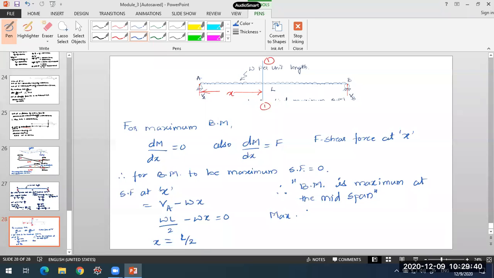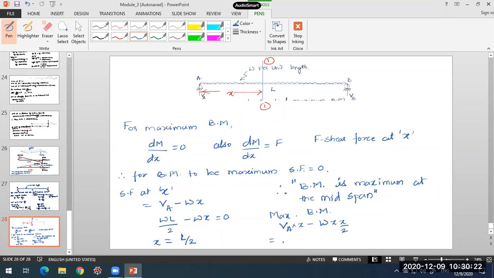What is the maximum bending moment value? Now we'll try to find that. Again, I'll take moments of all the forces to the left of this section, about this section. So I have VA into x, and x is L by 2, or you can write x and later substitute L by 2. Left side clockwise I have taken as positive, minus W into x by 2, or it is Wx square by 2.